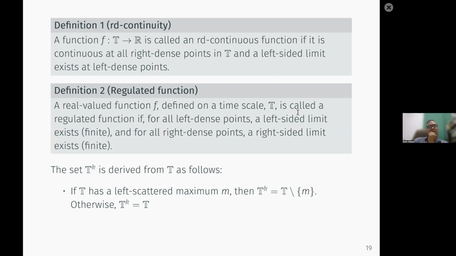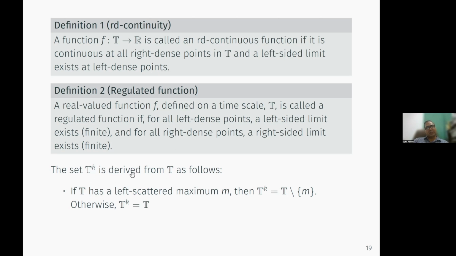Similarly, these are the concepts corresponding to continuity and some important functions in time scales. The continuity is called rd-continuity. A function is called rd-continuous if it is continuous at all right dense points in T and a left-sided limit exists at all left dense points. And a regulated function is defined such that for all left dense points a left-sided limit exists and for all right dense points a right-sided limit exists, then the function is called regulated.